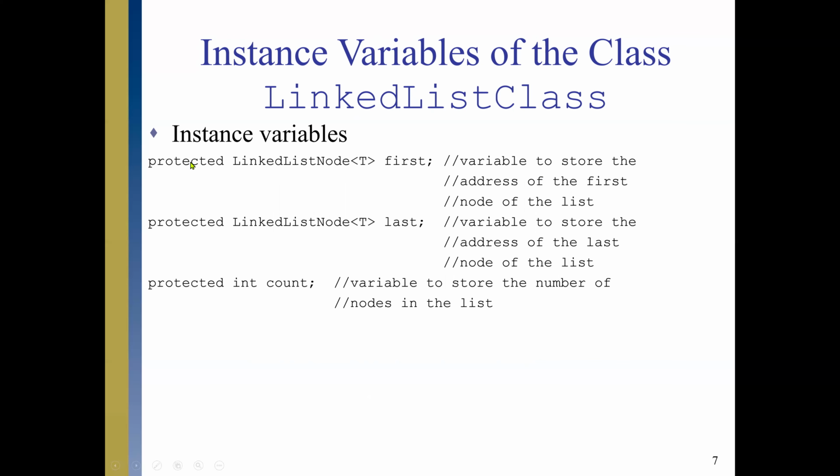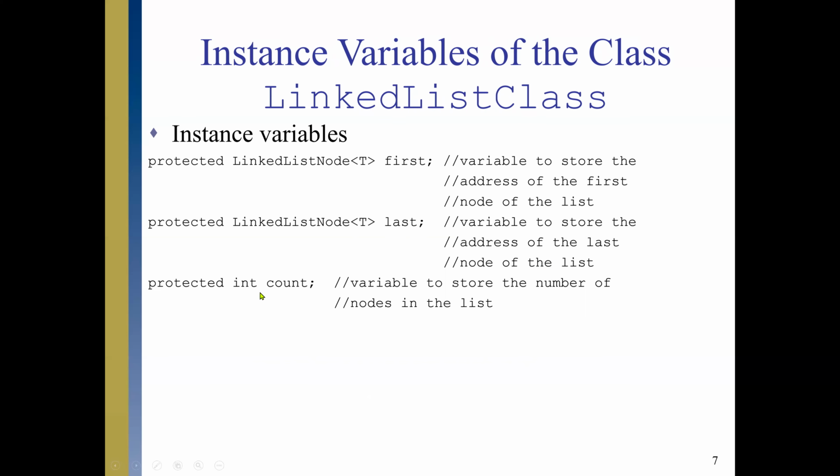We make it protected because of the inheritance relationship. Only the classes that inherit from this class can directly access the class data members, the instance variables. Also, we have the last. So last will be a variable that will store the address of the last node of the list. Most of the time, the last node always points to null.